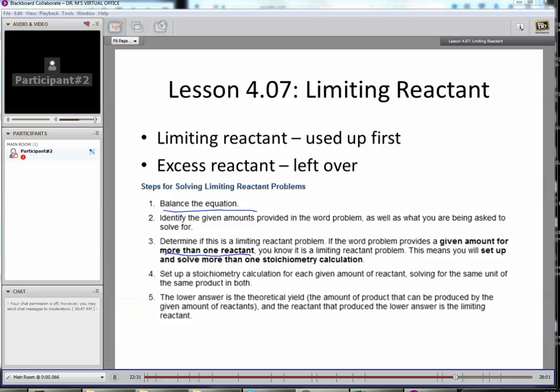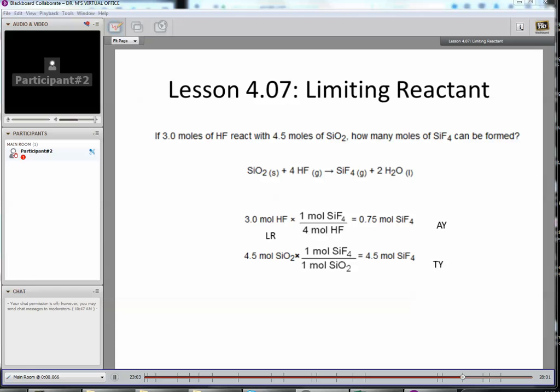But after we do that, we're really just setting up 2 stoichiometry calculations, and then we're determining that the lower answer is the theoretical yield, which is the amount of product that can be produced by the given amount, and the reactant that produced the lower answer is our limiting reactant, okay? So just looking at an example here, and we've got some things that I'm just going to scribble out really quickly.